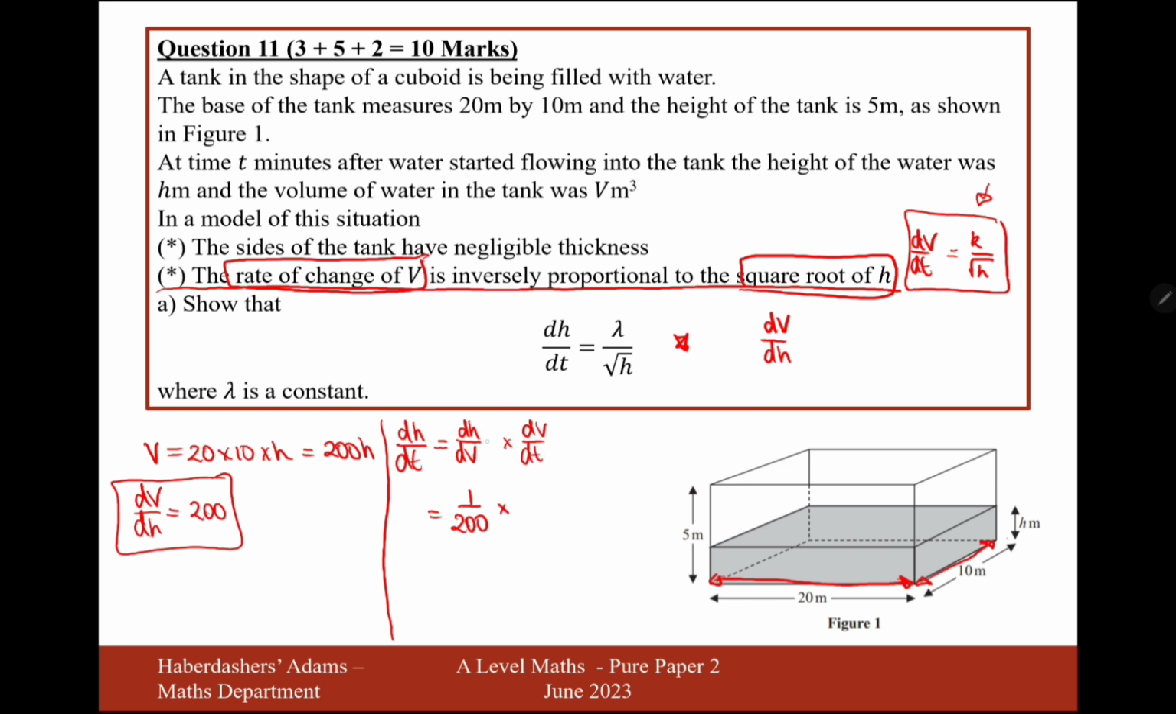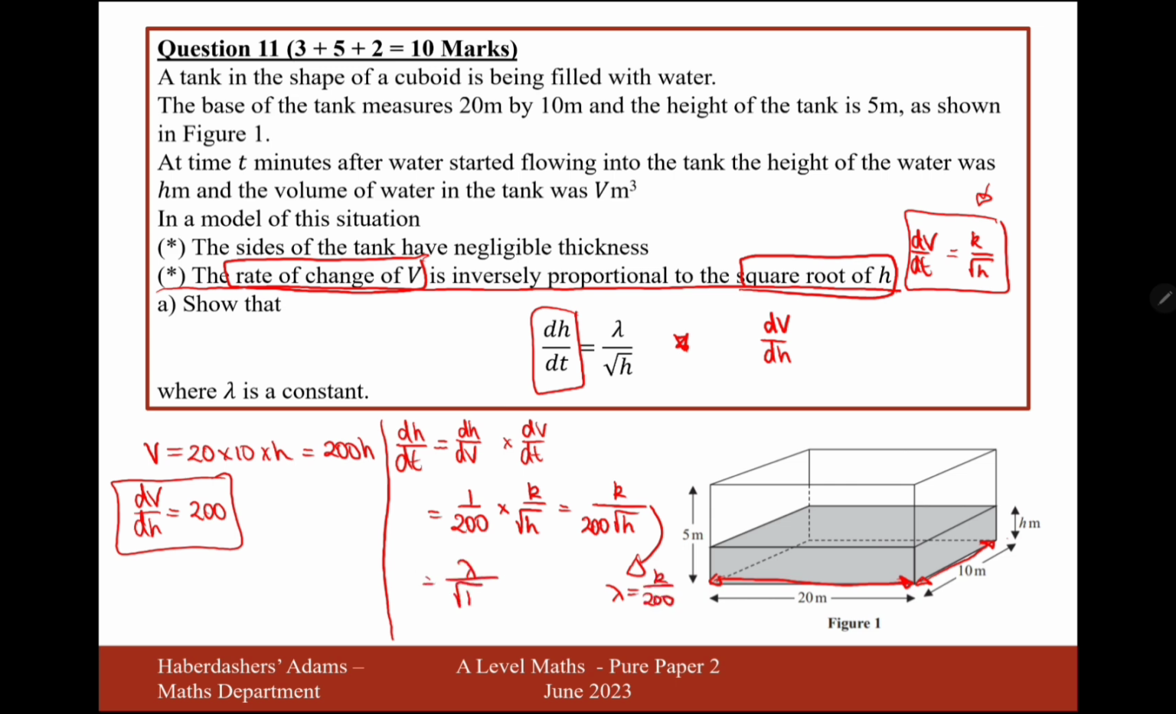And I definitely know this is the correct thing to do because I want to work out what dh by dt is. I've got dh on the top, dt on the bottom, and a dv on the top and bottom, which will cancel out if you think of these as multiplying fractions. So this is now going to be dv by dt, which is k over root h, which simplifies to k over 200 root h.